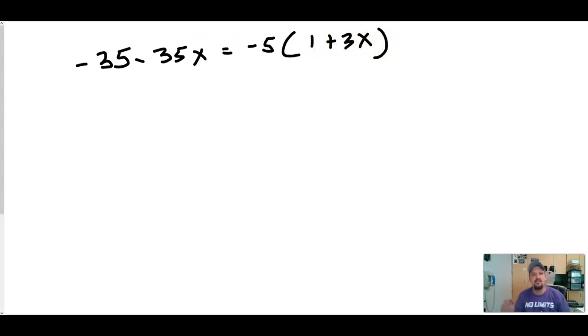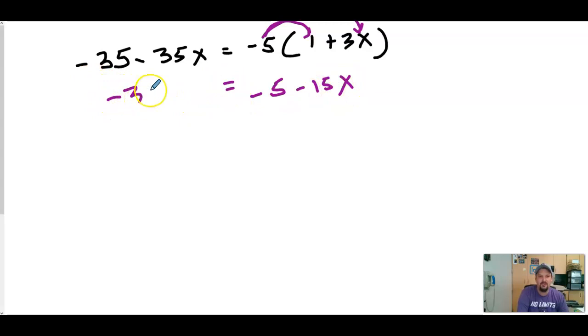Okay, hopefully, it's like a siren going off in your head, because you can see that we can actually simplify one of these. The left side, we can't simplify. Negative 35 minus 35x, there's no like terms. However, the right side over here, we have a distribution. So we're going to simplify first by distributing. So we're going to distribute negative 5 times 1, which is negative 5. And we're going to distribute this negative 5 to this 3x. Negative 5 times 3 is negative 15x.